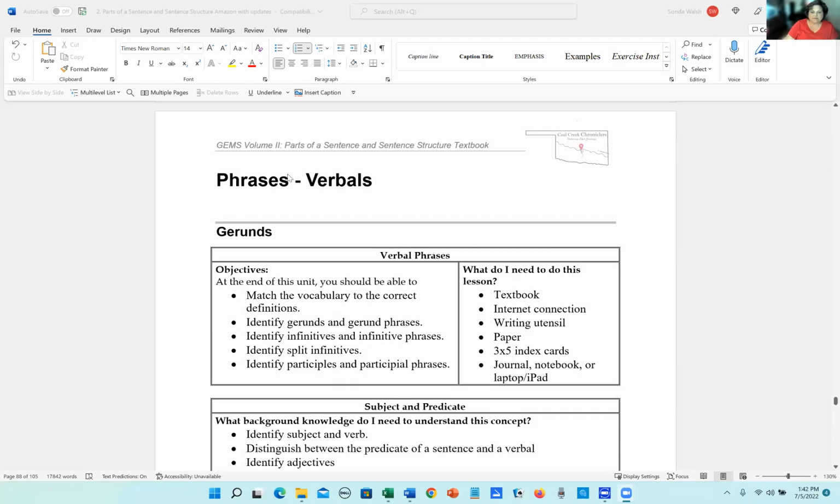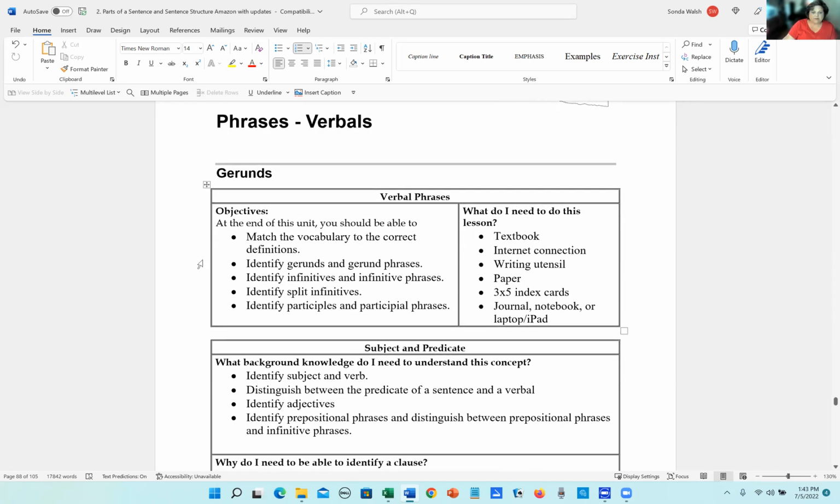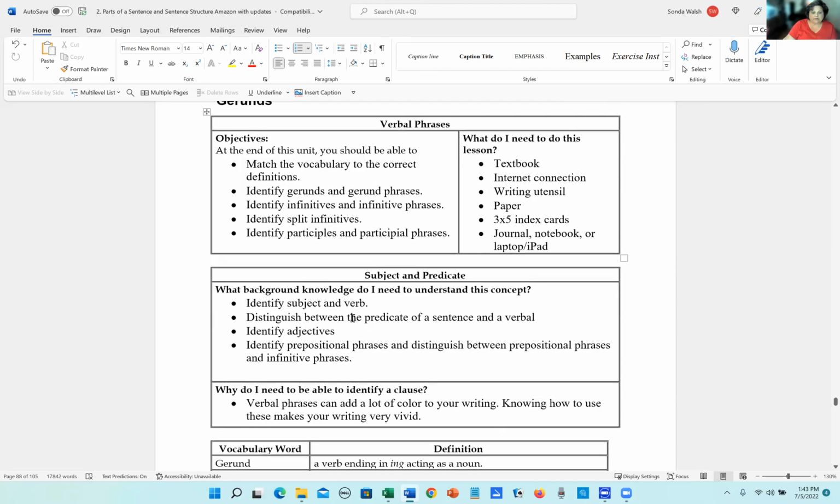All right, this lesson is over phrasals and verbals. They're kind of synonymous terms, but that includes gerunds, participles, and infinitives. And we've already learned a lot about infinitives. So at the end of this unit, you need to be able to match the vocabulary to the correct definition.